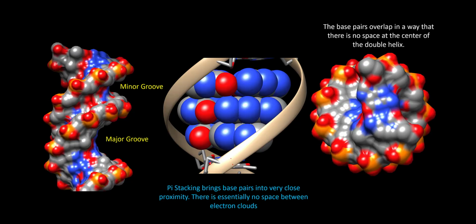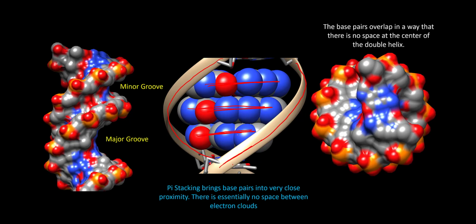So here we're seeing our ribbon again, right? You can clearly see the ribbon that represents the sugar phosphate backbone. What this image is focusing in on is the idea of pi stacking. I'm showing a space-fill representation of the nucleic acid bases. You see they're all planar because everything is sp2 hybridized, which is a planar hybridization. So these things stack up really, really nicely.